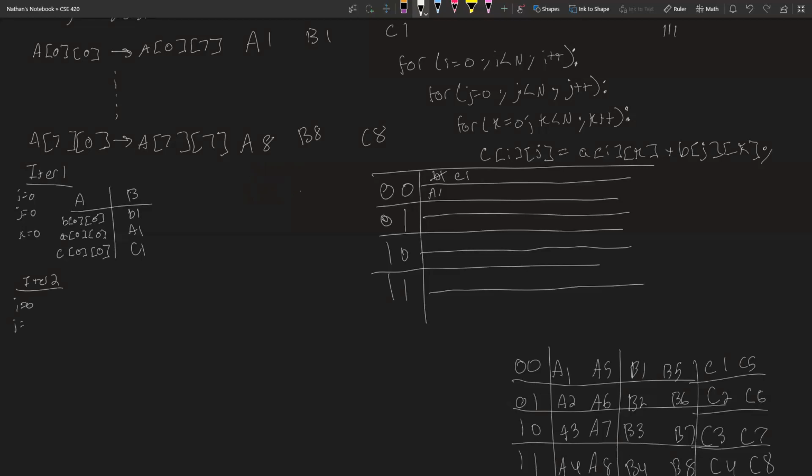I equals 0, I equals j, k. Oh, no, this is completely wrong. j equals 0, and k equals 1. And then our access, and the block, we're going to access B0,0, or sorry, 0,1, because jk. Then ik, we're going to access A0,1, and then C, ij, so it's still C0,0. So these blocks are still in B1, A1, C1.